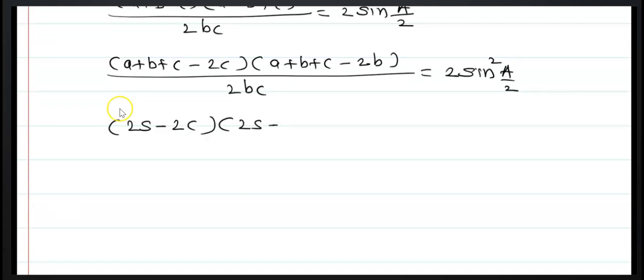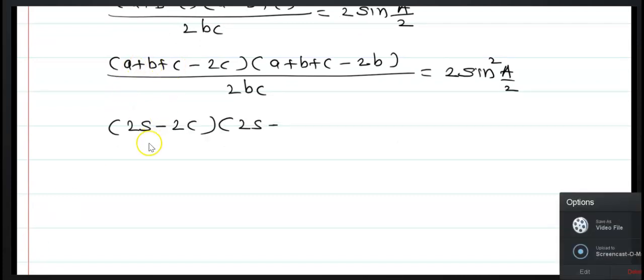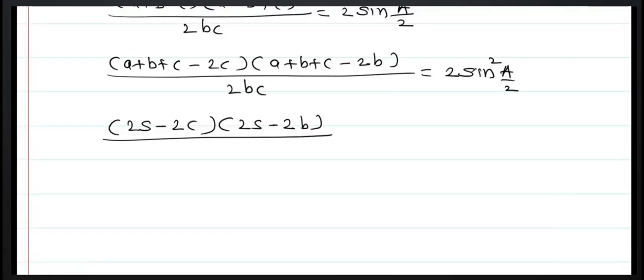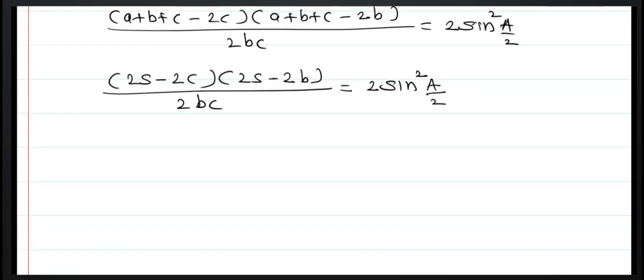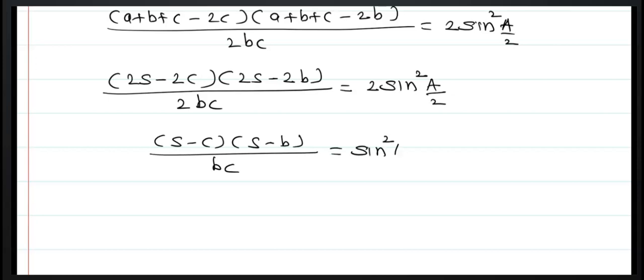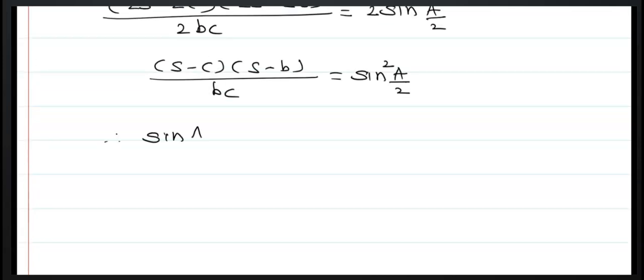Therefore, what is a plus b plus c? It is 2s minus 2c. This is again 2s minus 2b upon 2bc. Therefore, 2 sin square A by 2 is s minus c into s minus b upon bc. That is sin square A by 2.